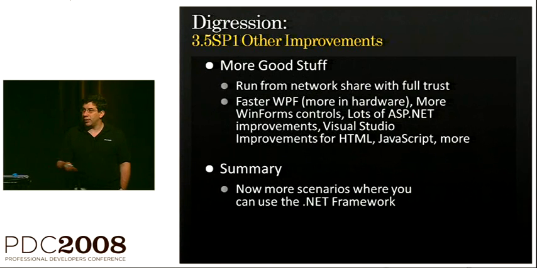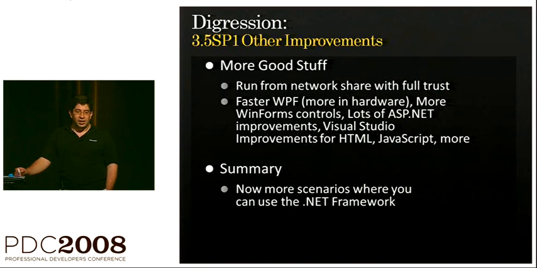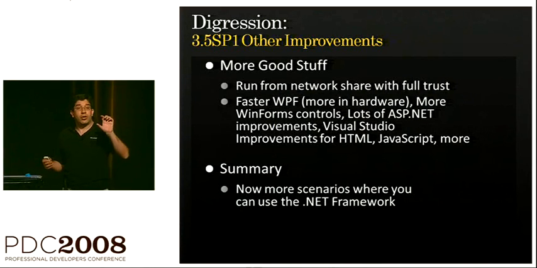While I'm digressing and talking about 3.5 SP1, I'm going to just talk about a few other great things it brought with it. Running from the network share with full trust. That's going to make it a lot easier to deploy your applications. Faster WPF. We didn't do this. This is stuff other teams did, but that's also going to make things faster. More WinForms controls, lots of ASP.NET improvements, Visual Studio improvements for HTML and JavaScript. So the great thing about this is there's really going to be more scenarios, particularly around those client scenarios where you can use the .NET framework.